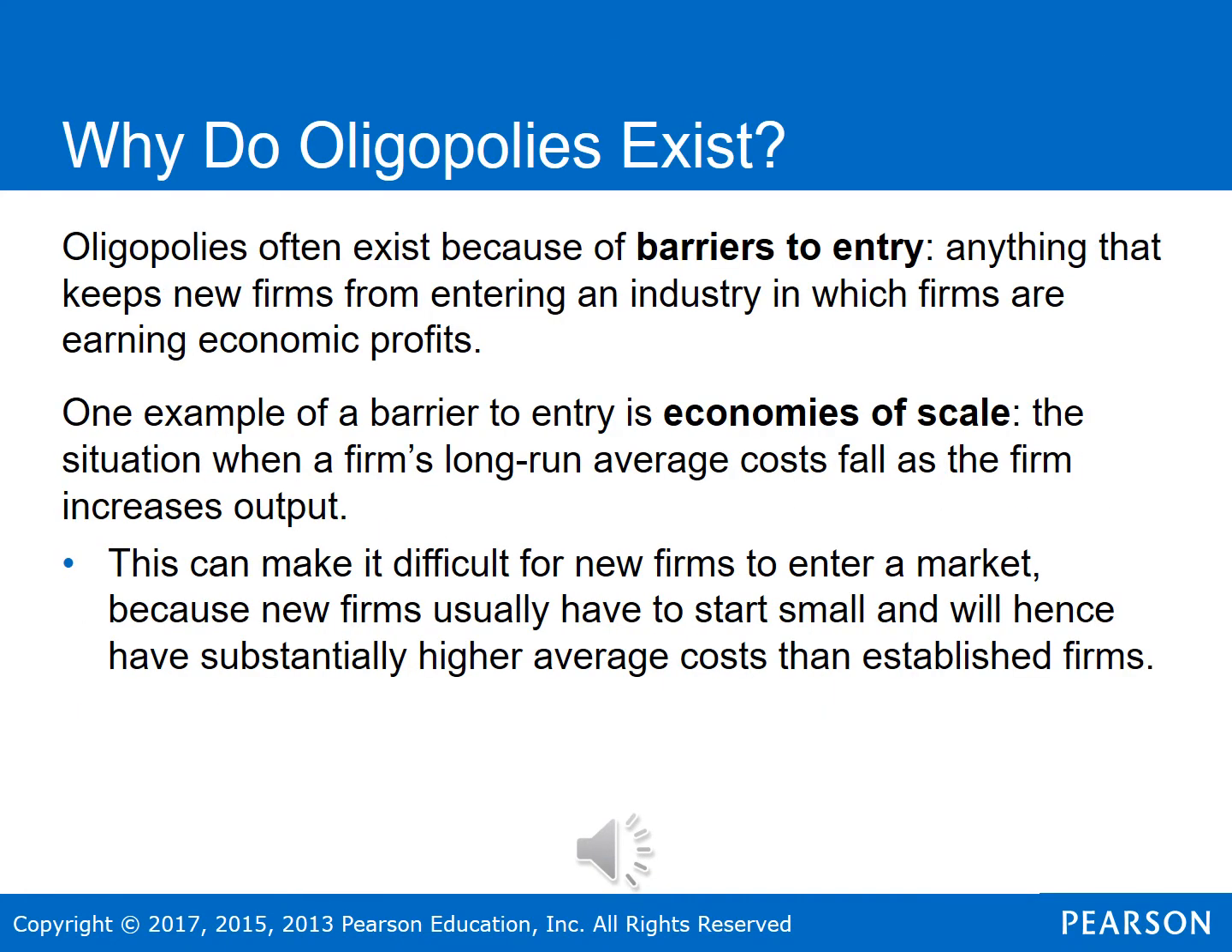Remember, in perfect competition or monopolistic competition, when there's a chance to earn an economic profit, firms will enter that industry and begin competing because they have that chance to profit. But with oligopolies, we don't see that happening, and that's because of barriers to entry. So, things that keep new firms from entering that industry, in which firms are earning an economic profit.